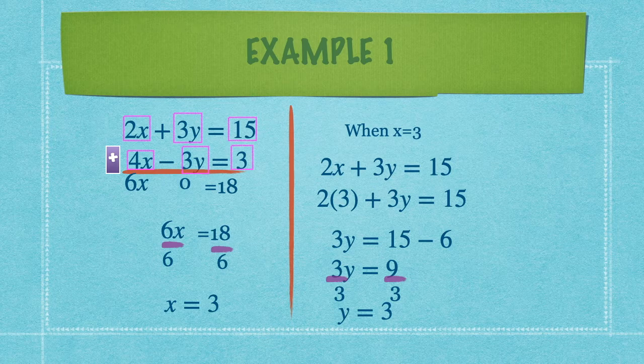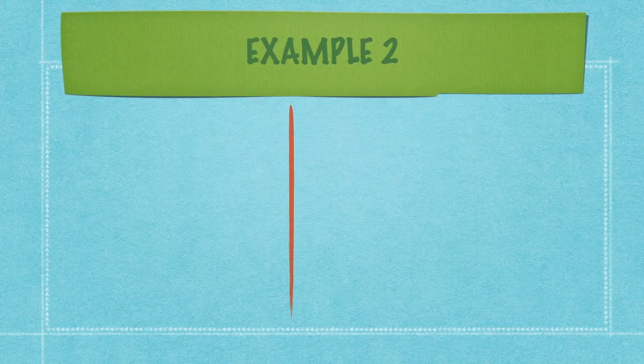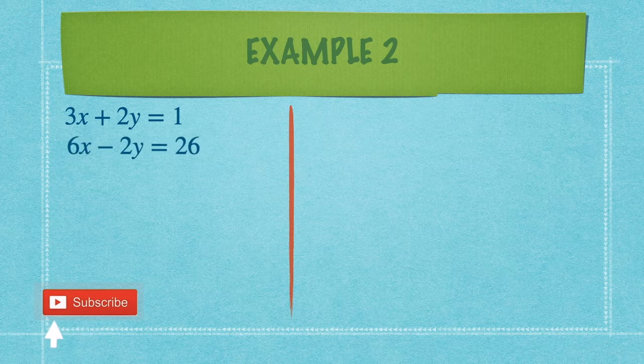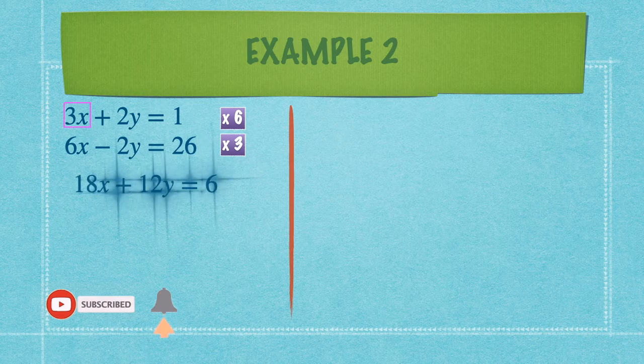Let's look at another example. In the next example, we could have gone ahead and added, but for this example, we have 3x plus 2y equal 1 and 6x minus 2y equal 26. Some students don't like to add the y, so they look at the x and get the coefficients to be the same for x. So in doing so, if you realize I have the 6 multiplying the first equation, that's coming from the 6 that's in front of the x in the second equation.